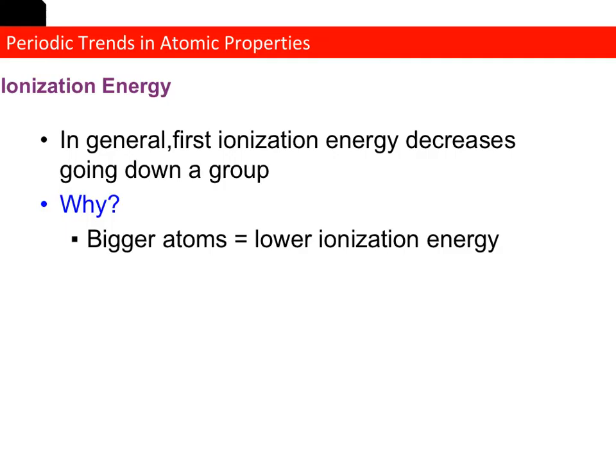In general, ionization energies decrease going down a group, and we already talked about this because they get bigger going down, and so bigger atoms have lower ionization energy. Bigger atoms exhibit more electron shielding. More electron shielding results in bigger atoms. Bigger atoms need less energy to remove the electrons.